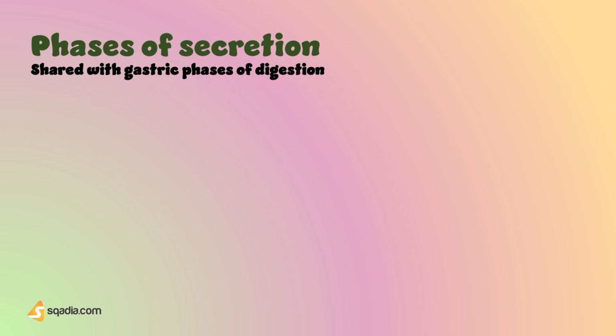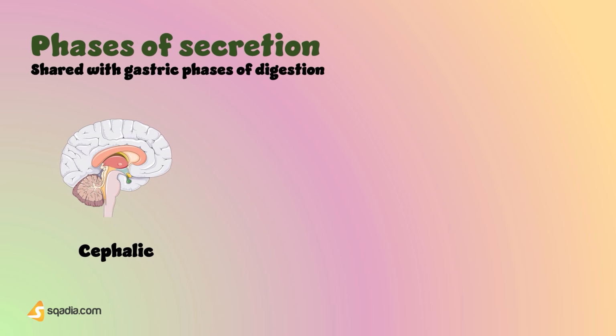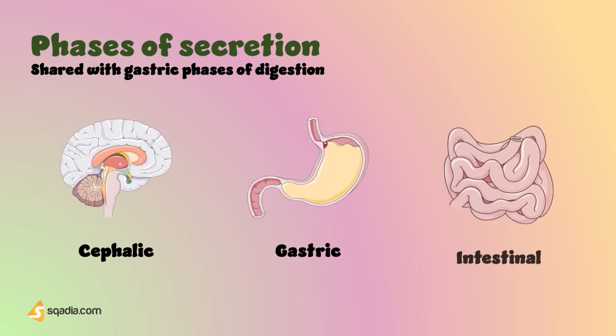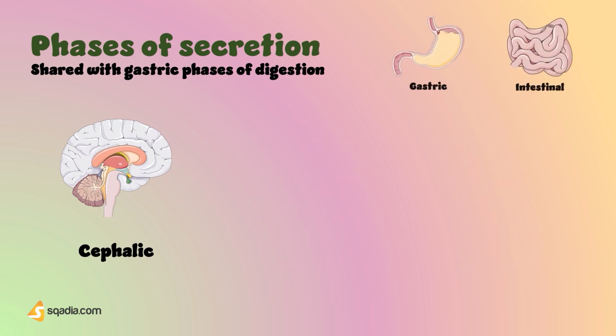These are the same phases that are shared with the gastric phases of digestion. There are three phases: the cephalic phase, the gastric phase, and finally the intestinal phase. Let's start talking about the cephalic phase.